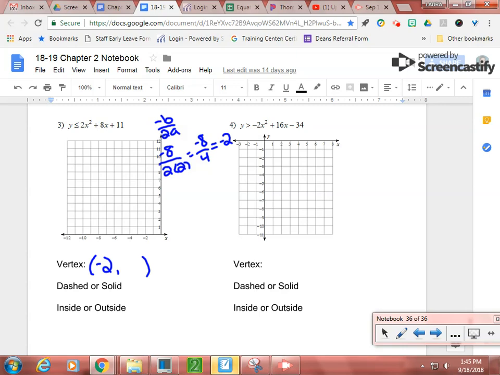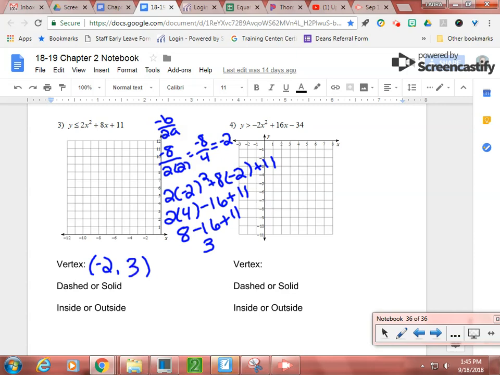Then I want to plug that back in. So I have 2 times negative 2 squared, 8 times negative 2 plus 11. So the negative 2 squared is going to give me a positive 4, minus 16 plus 11. So 8 minus 16 plus 11 is what we get for that, and that's going to give me 3. So back 2 and up 3. Looking at my a value, my a value is equal to 2. So that means up 2 and over 1, up 6 and over 1. And then 1, 2, 3, 4, 5, 6.